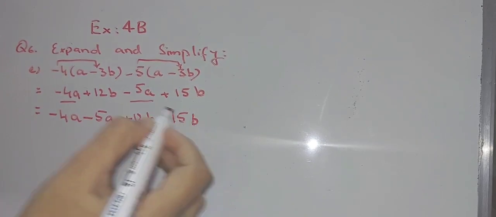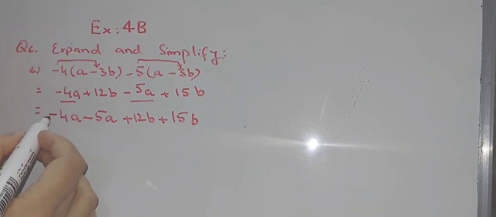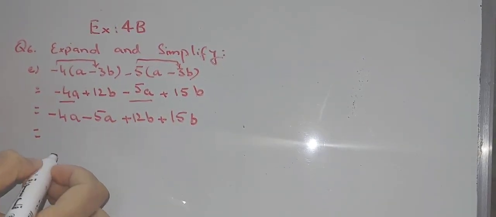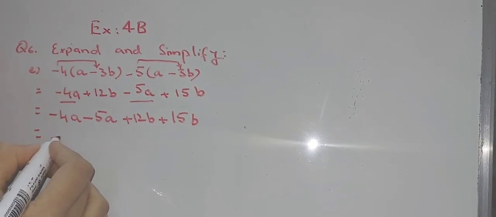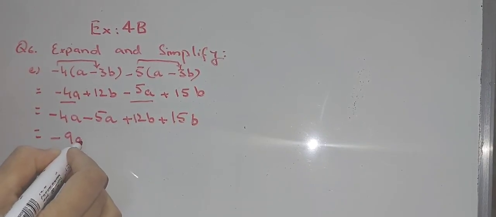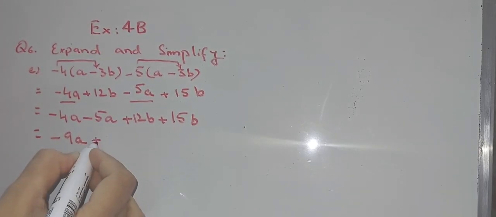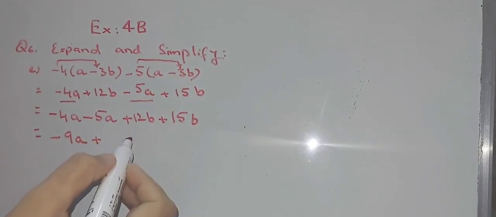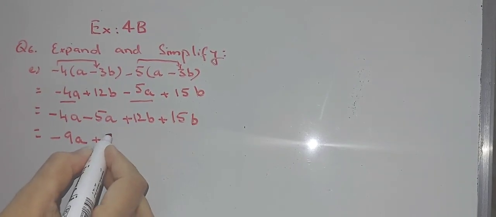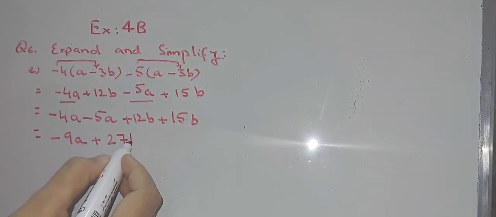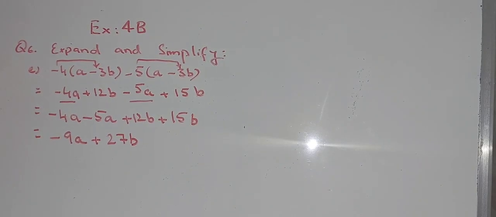So what will be the answer? Minus minus, we have to go for addition. Minus 9a, we will add and the negative sign will come, and then plus 15 plus 12 will become 27b. This is the answer for part E. Now move on to part F.